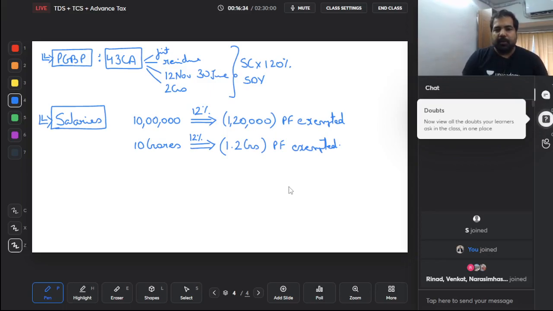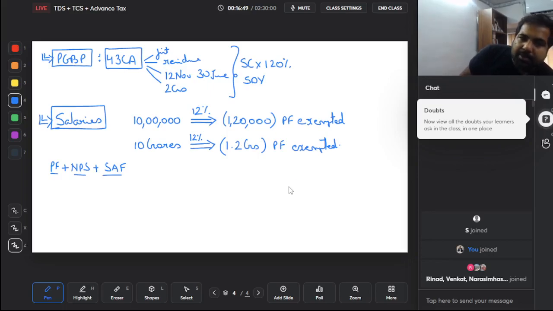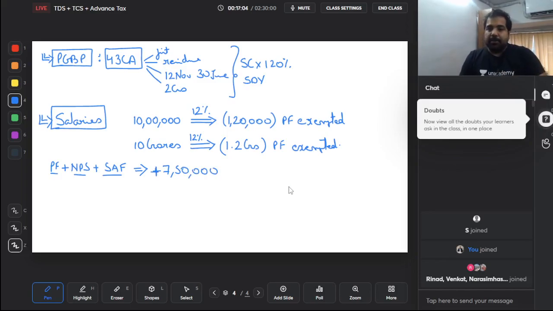They say that if in your provident fund plus your national pension scheme plus your superannuation fund, all these 3 together, these are 3 accounts. I have only 2 of these, PF and NPS. Some people have all 3. So if in these 3 accounts, your employer contributes more than 7,50,000, then in that case the excess contribution will be taxable in your hands under the head salary.